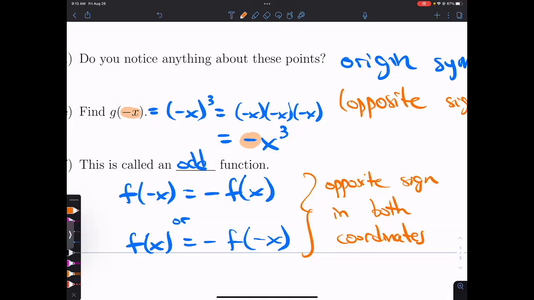Okay, so even: y-axis symmetry. You get the same thing if you do a reflection. Odd: origin symmetry. You get the opposite thing if you do a reflection.